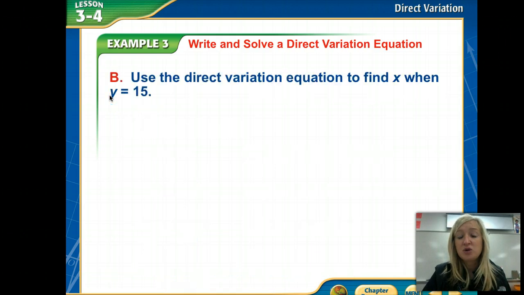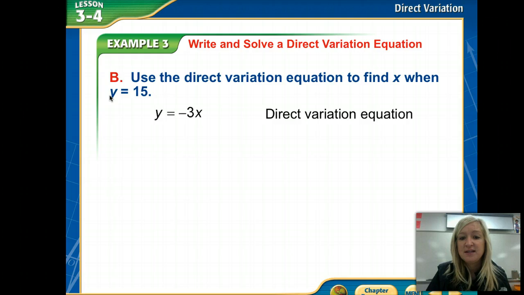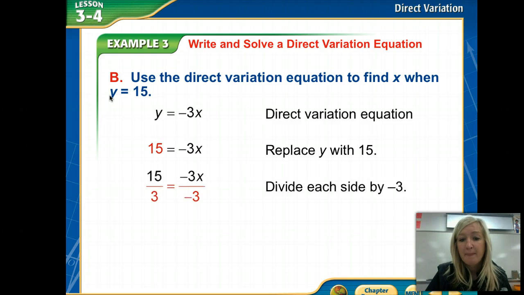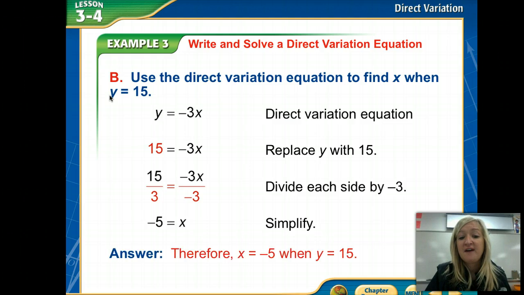Now it says use the direct variation equation of y equals -3x to find x when y equals 15. So again, back from the previous example, y equals -3x was our original equation. Now I'm going to substitute y and solve for x. X ends up being -5, so therefore x equals -5 when y equals 15.